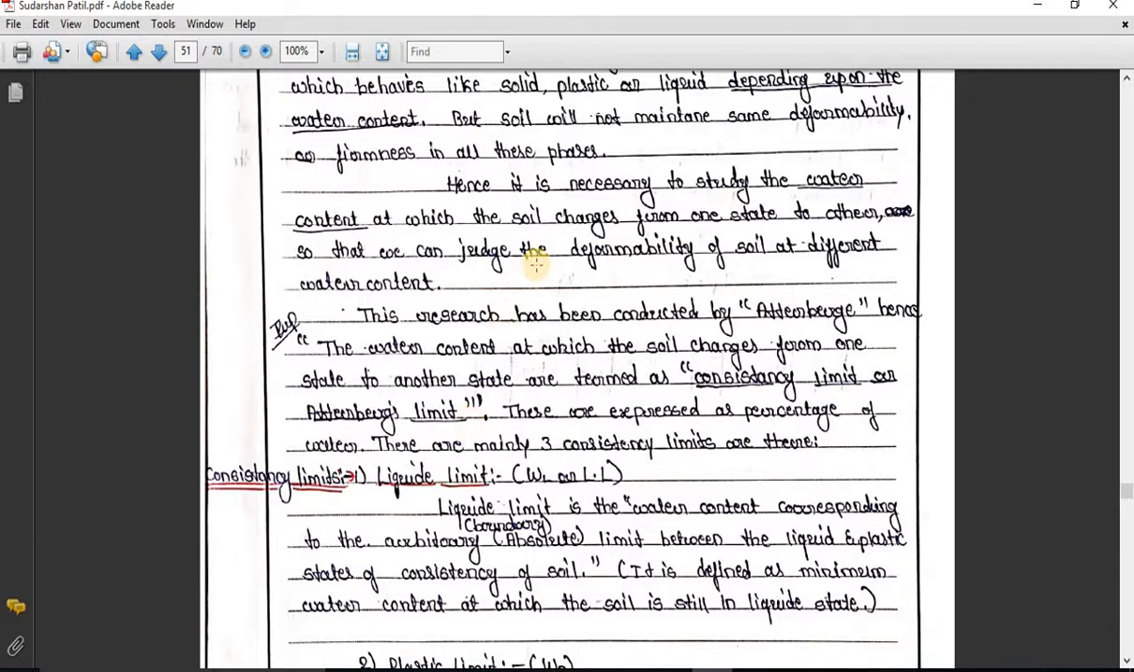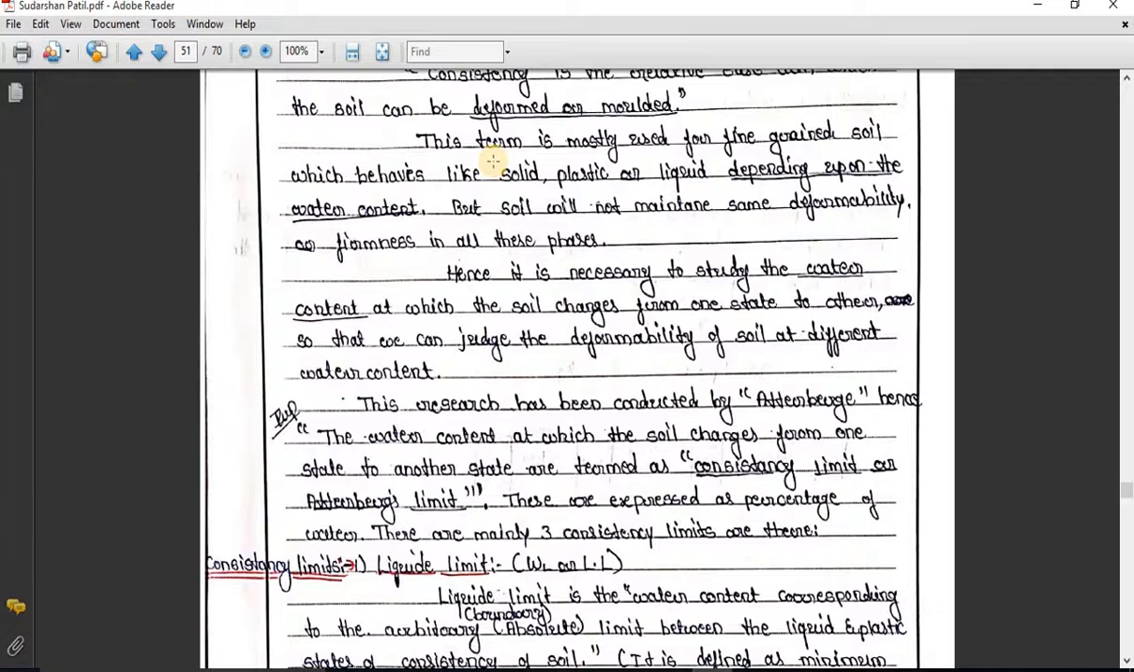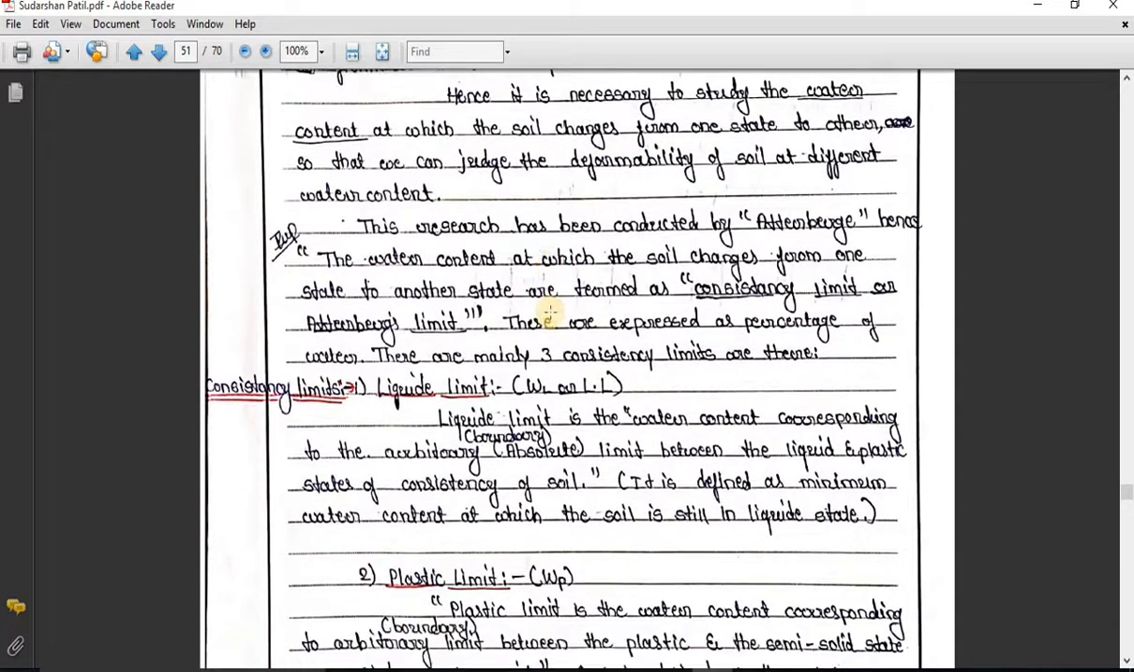So how are we going to understand the behavior of the soil? Based on this boundary water content, we can decide the state of the soil, whether it is in plastic state, liquid state, semi-solid state or solid state. And based on the state of the soil, we can tell the behavior of the soil. Atterberg is a scientist who conducted research on the consistency of soil, and he found the boundary water content between two states of the soil and named them consistency limits or Atterberg's limits. They are expressed as a percentage of water.